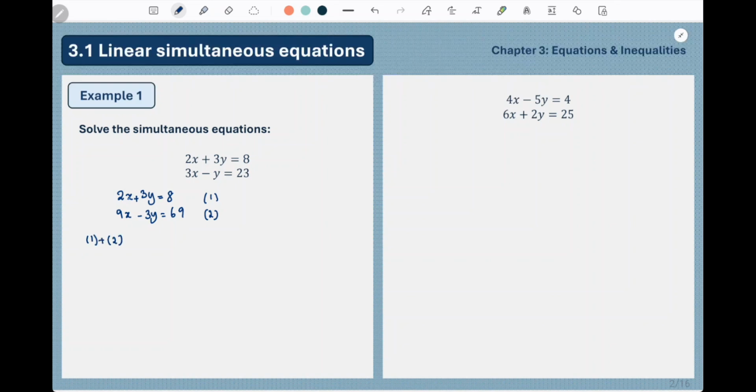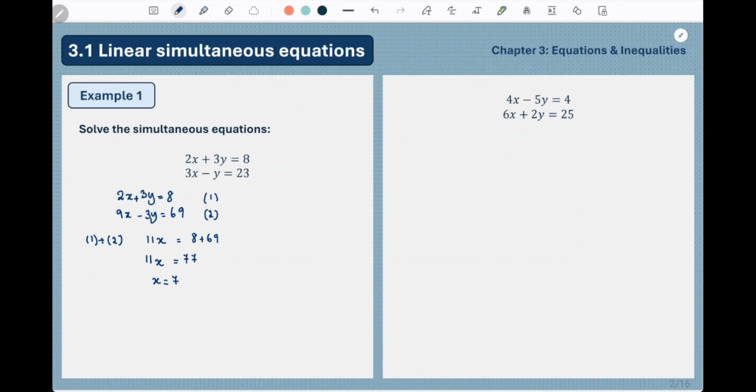2x plus 9x is 11x. 3y minus 3y is 0, so I'm writing nothing. Then there is the equals sign: 8 plus 69 is 77. So 11x equals 77, and x is 77 over 11, which is 7. So now I found x.